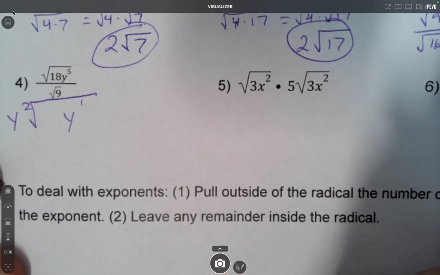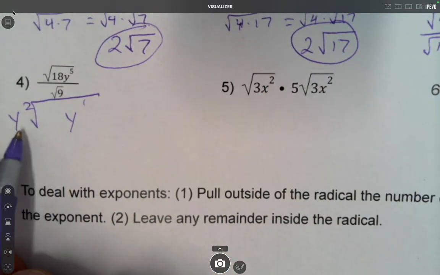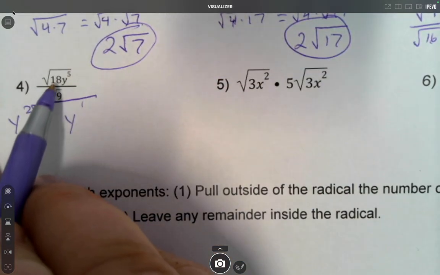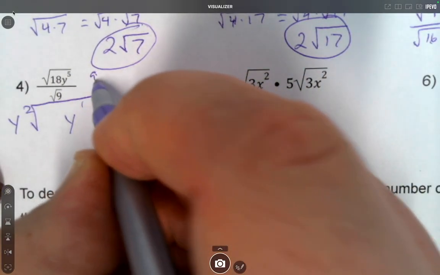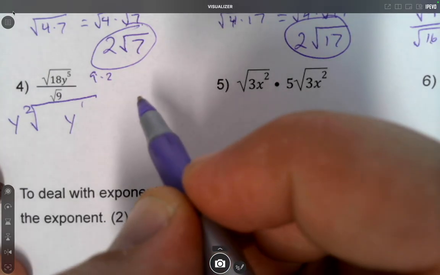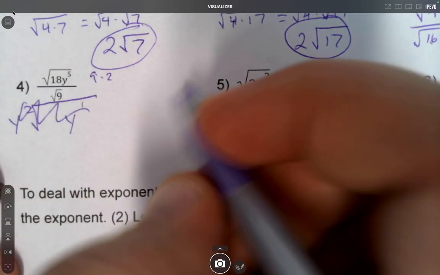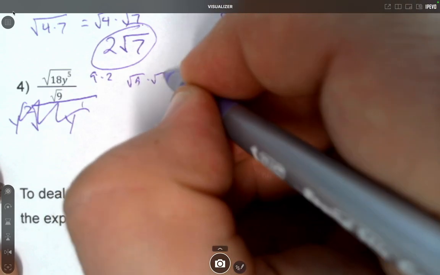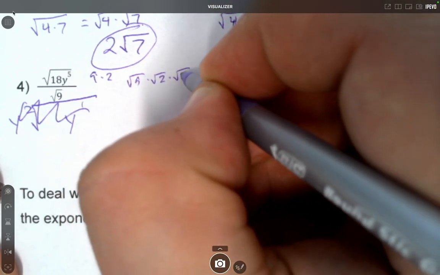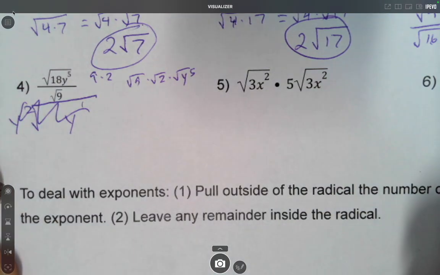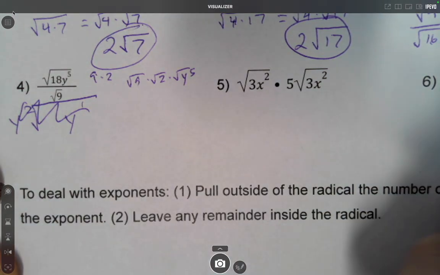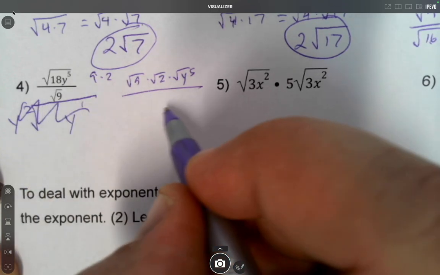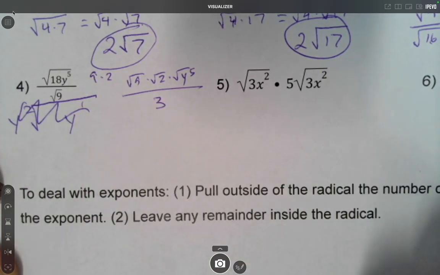Okay, but I did get a little ahead of myself. So I just want to make sure I explained how the y part will work. So let's look at the numbers now. 18 is 9 times 2. So I can write this as the square root of 9 times the square root of 2 times the square root of y to the 5th. And the square root of 9 is already a perfect square, so I can just say 3 for that.